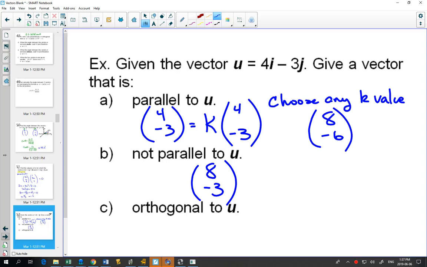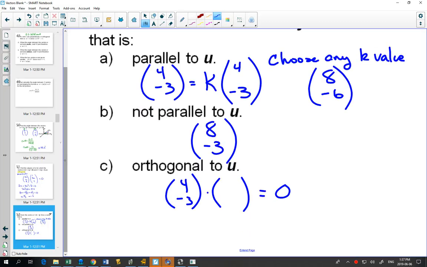Orthogonal to u, though, we need to find something that when we multiply, or the dot product would equal 0. Now, if we have x values and y values, and if I draw out 4, -3 in 2 dimensions, that's our vector, 4, -3. It goes 4 in this direction, down 3 in this direction.